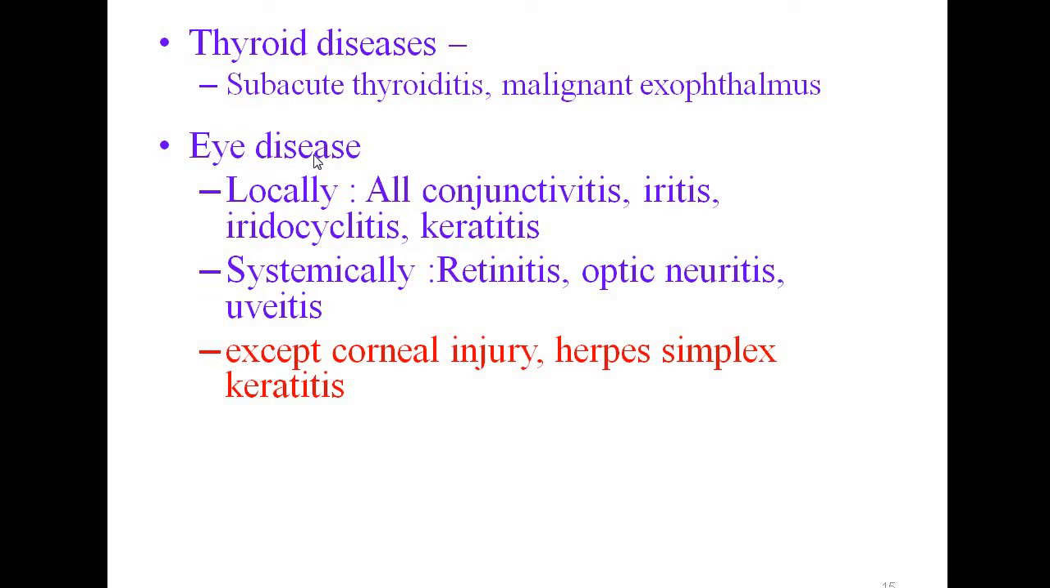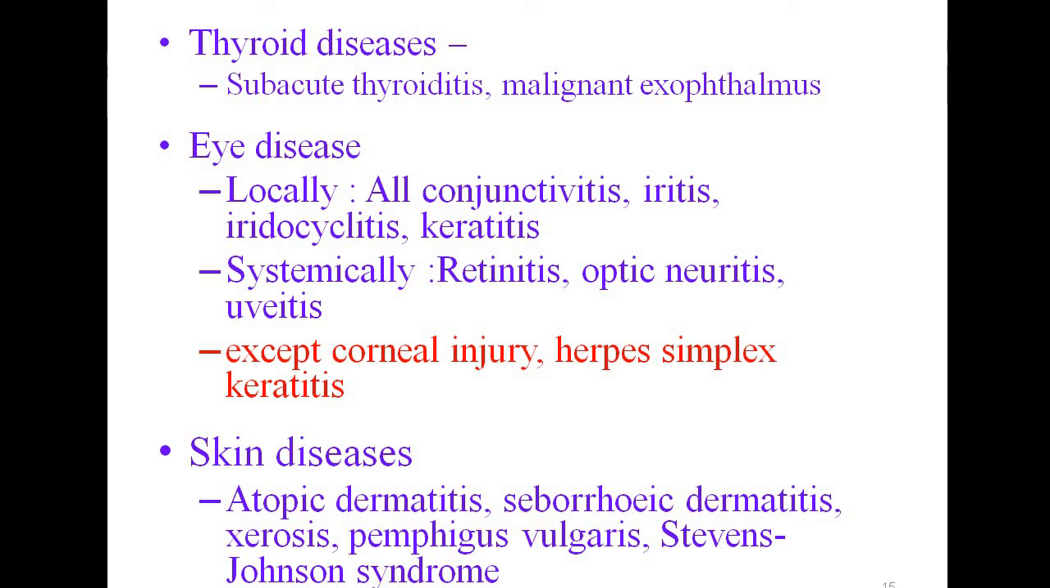Topical corticosteroids in the eye should not be used in corneal injury and herpes simplex keratitis. In corneal injury, because as you know, the cornea is avascular, if there is suppression of the inflammatory response, the cornea will not heal. In herpes simplex keratitis, because of the immunosuppressive effect of the corticosteroids, there can be secondary bacterial infection of the cornea.